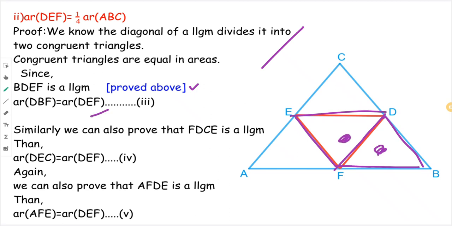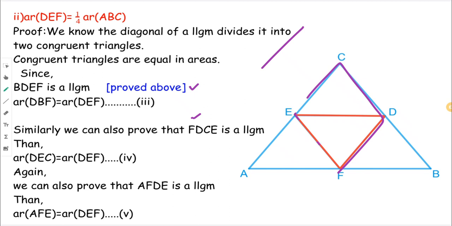All right, that is what I'm writing down: area of DBF equals area of DEF. Also we can prove that FDCE is a parallelogram. We can prove this, and also you can see that the diagonal is here, which means these two areas should be equal again. Once more, we can also prove that AFDE is a parallelogram. And you can see there's one more diagonal here, which means these two areas should be equal, right? So that is what we're writing down here.